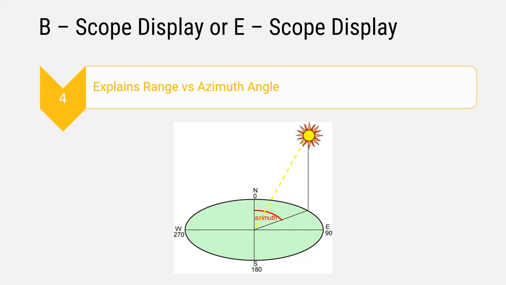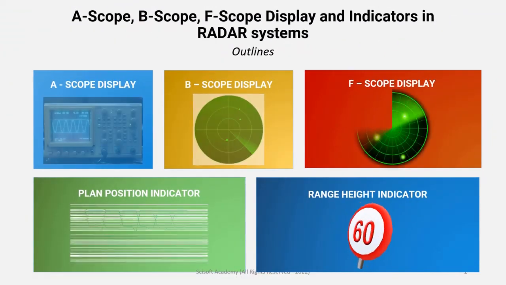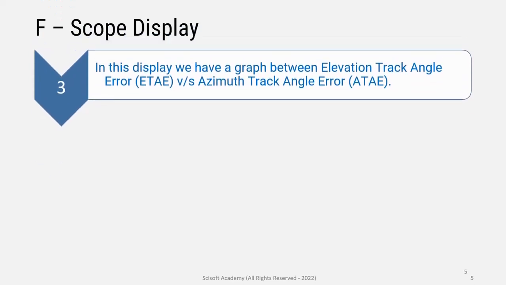Let's move ahead with the F-scope display. In this type of display, we have a graph between the elevation track angle and the azimuth track angle.